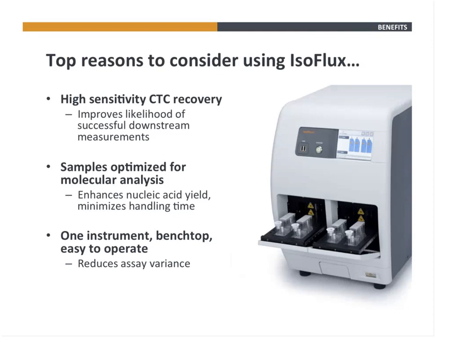The main limitation historically on CTC equipment has really been the ability to simply get enough CTCs to do a meaningful downstream analysis. We know that there are very few of these cells to begin with in the circulation, and we know that clinically we can only take so much blood at any one time. So the sensitivity of the platform is critical to make sure that we can get enough cells for analysis. And this is an area that we think the IsoFlux system truly excels at.